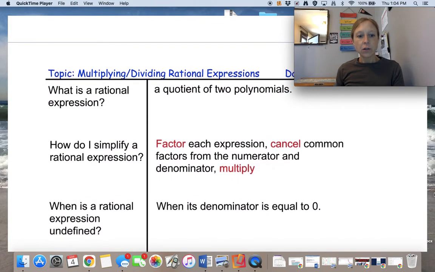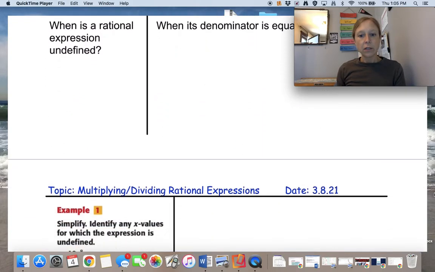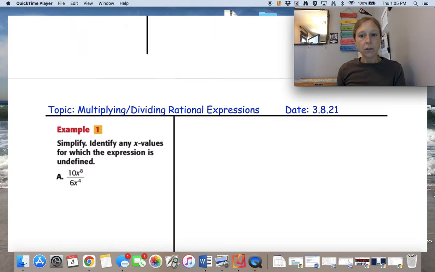When is a rational expression undefined? And that answer is when the denominator is equal to 0. Just like any other fraction, we can't divide by 0. So using these rules and these ideas, let's start by just simplifying some rational expressions.